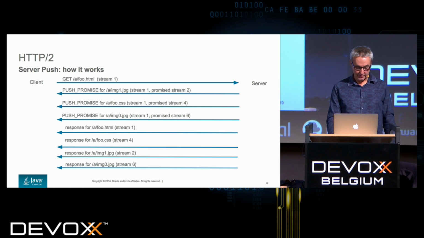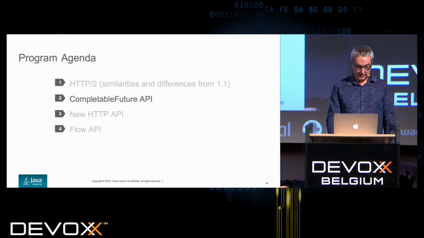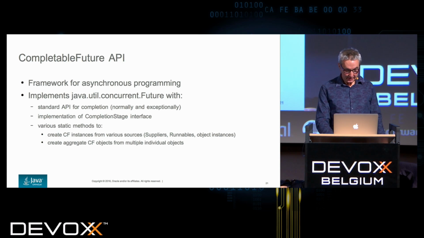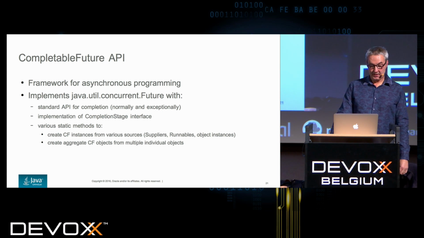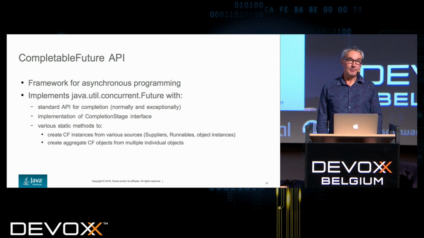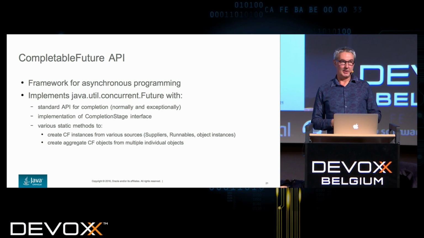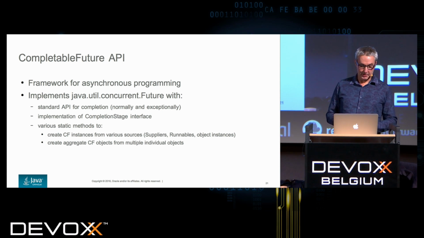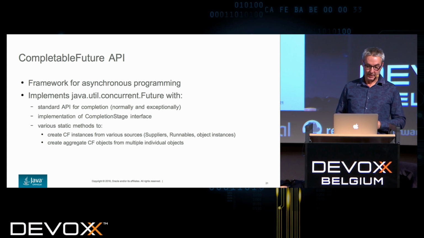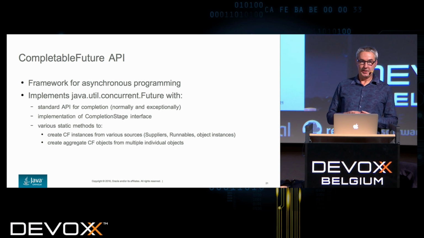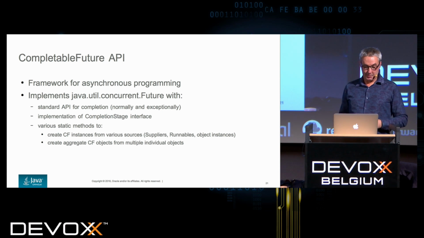Okay, so that's a real high-level view of HTTP2. Let's go on quickly to the CompletableFuture API. Basically, CompletableFuture is a framework for asynchronous programming, but rather than being based on callbacks, it uses what's known as a continuation style, which is a style of programming that looks somewhat similar to traditional blocking or synchronous code, while maintaining fully asynchronous capability. I'll define exactly what I mean by that in some examples further on.